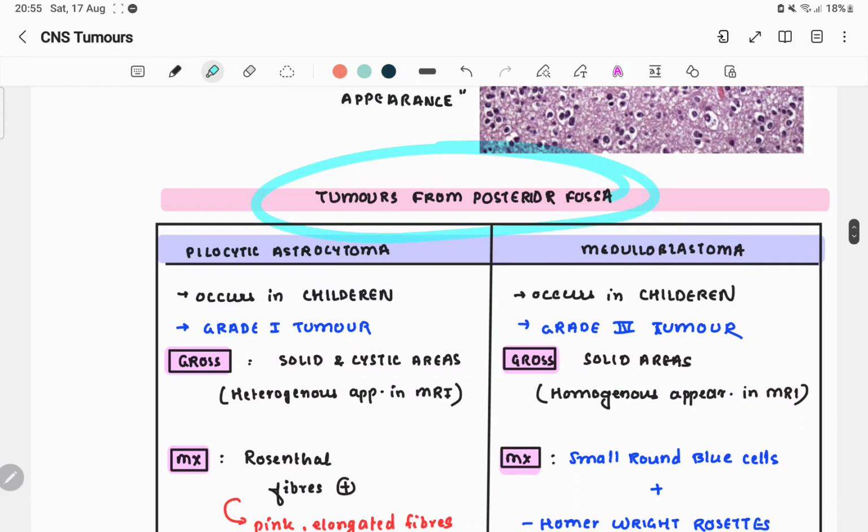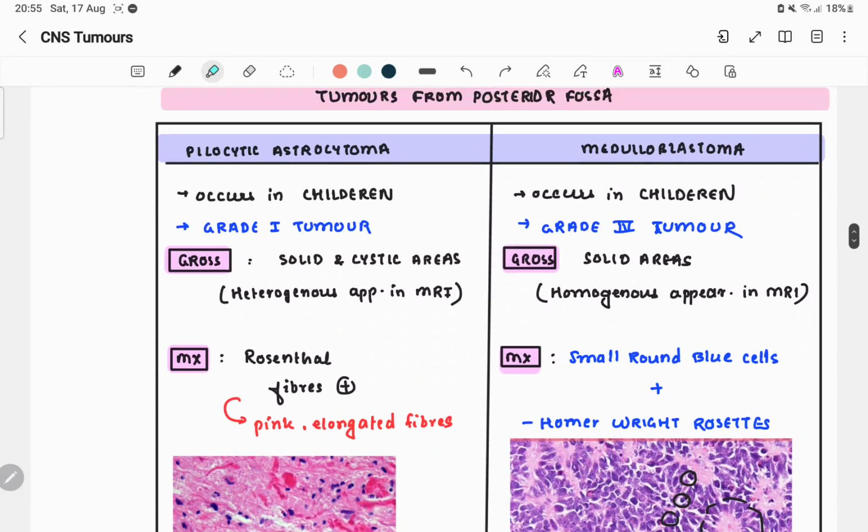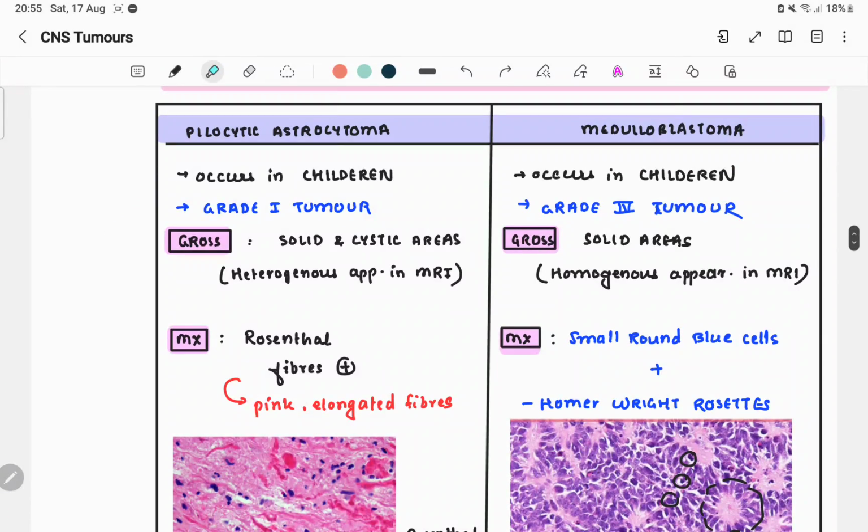Let's come to some of the tumors of childhood, like tumors from the posterior fossa. The location is posterior fossa, important. Okay, so here we'll compare and contrast between the pilocytic astrocytoma and medulloblastoma. So pilocytic astrocytoma occurs in children. Pilocytic astrocytoma is basically the categorization according to WHO. It is categorized according to the 2016 WHO update.